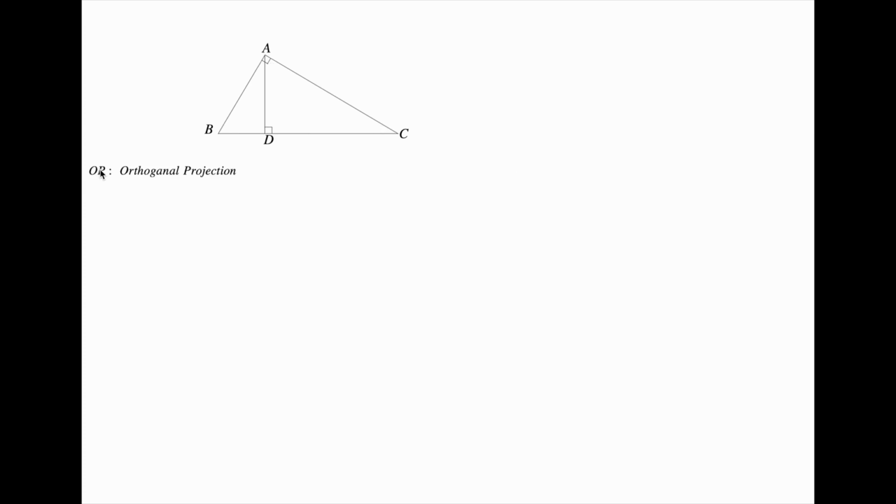We have to define something called an orthogonal projection, OP, used to abbreviate orthogonal projection. The orthogonal projection of AB onto the hypotenuse is BD. AB onto BC would be BD. BD compared to AD, the short leg compared to the long leg of this small triangle, BD over AD.